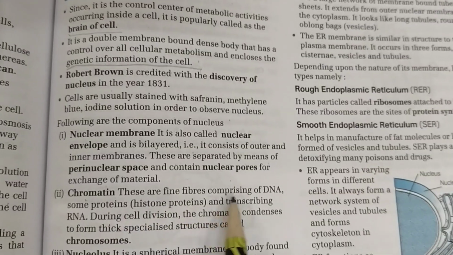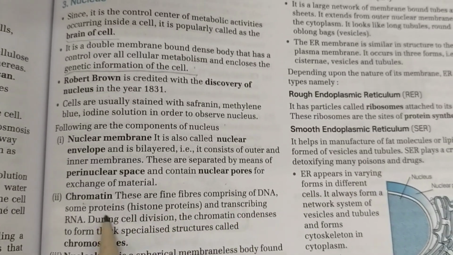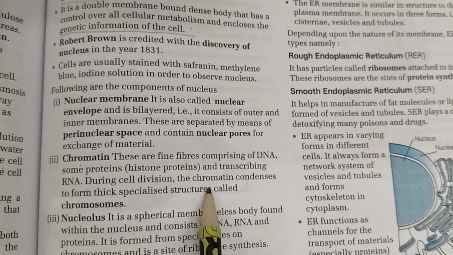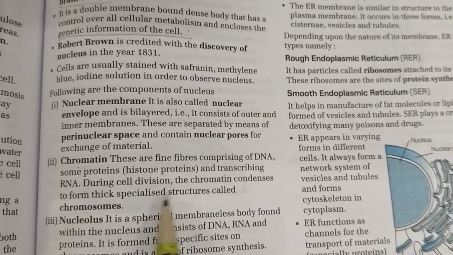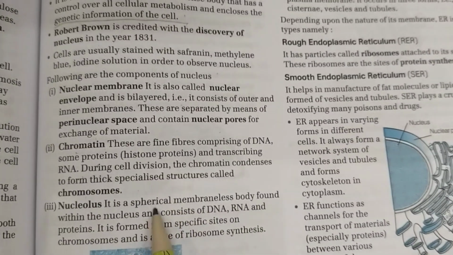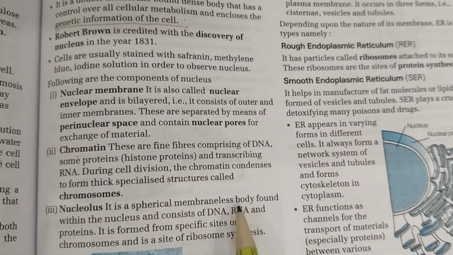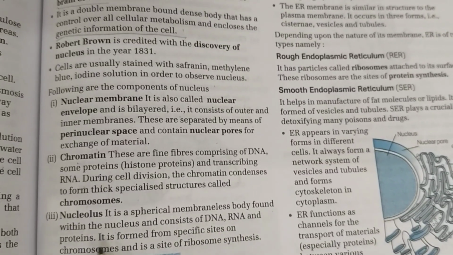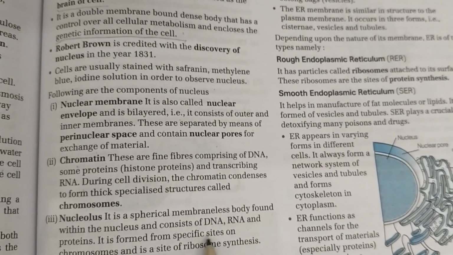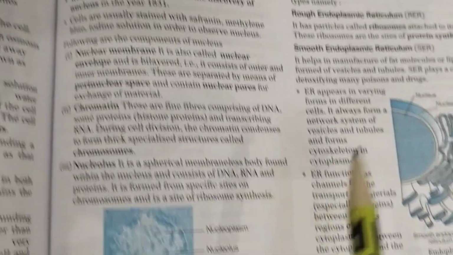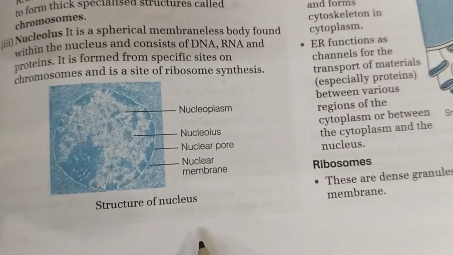Chromatin, these are fine fibers comprising DNA, some protein and transcribing RNA. During cell division, the chromatin condenses to form thick specialized structures called chromosomes. Nucleolus. It is a spherical membraneless body found within the nucleus and consists of DNA, RNA and proteins. It is formed from specific sites on chromosomes and is a site of ribosome synthesis. So you can have a look at the structure of the nucleus.